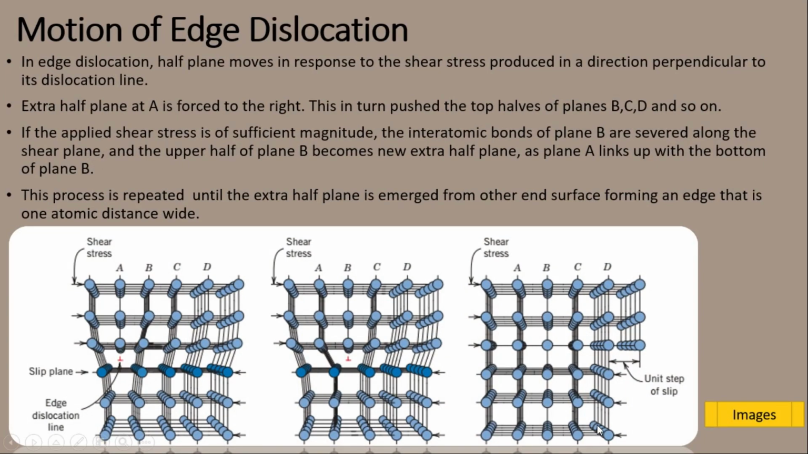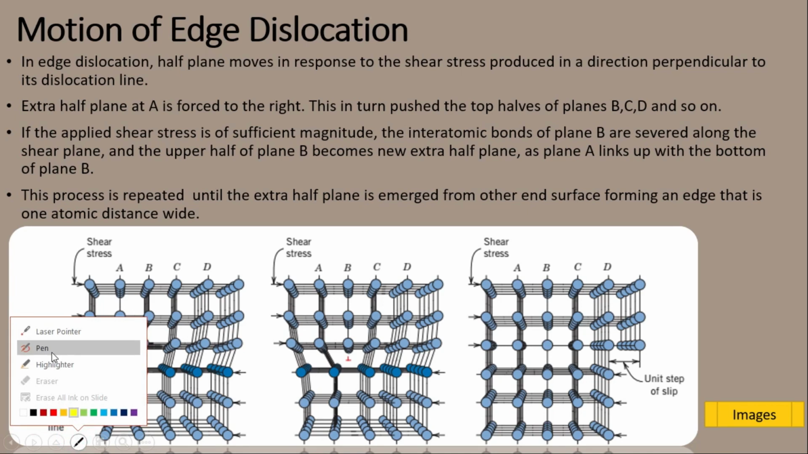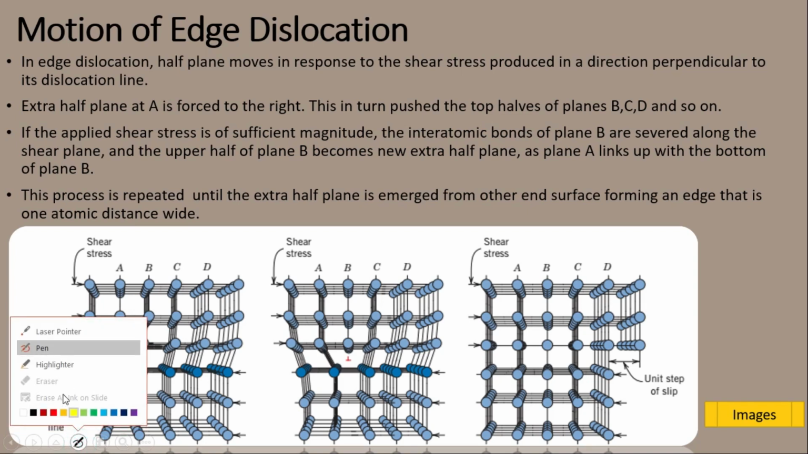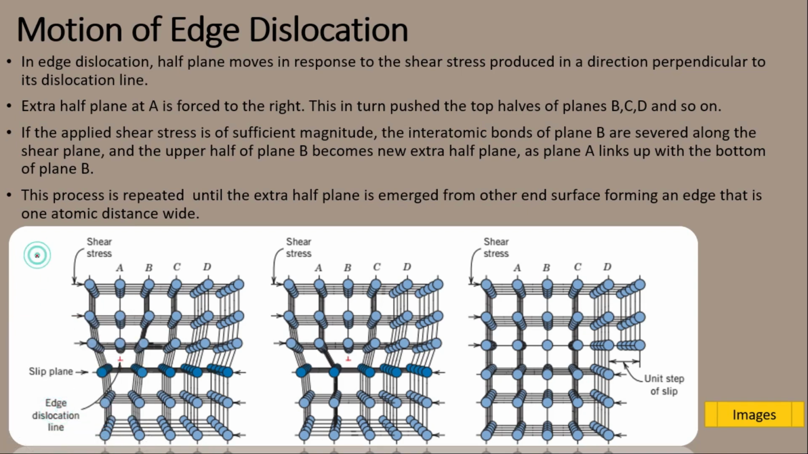So if we move ahead, how does this particular edge dislocation move, how does the slip of the edge dislocation occur? In an edge dislocation, the half plane moves in response to the shear stress produced in the direction perpendicular to the dislocation line. So we discussed this is our dislocation line. First of all, we should remember that the edge dislocation is represented by a symbol like this one, right?